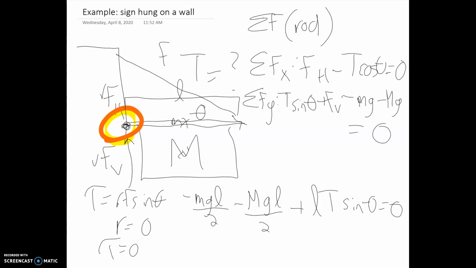If you look, all these terms have an L, so we're going to end up dividing that out anyway. But the ratio matters. So we're going to end up using all that and putting it together to find those two quantities. So that's how you would solve a problem with a sign hung on a wall. Now, how about a person on a beam? This is kind of a popular problem too.